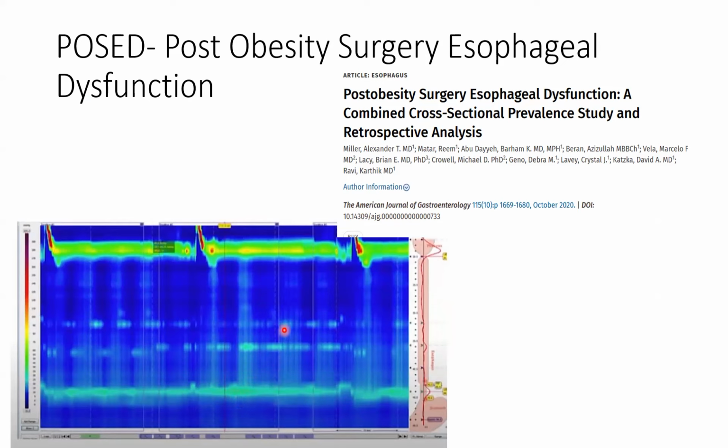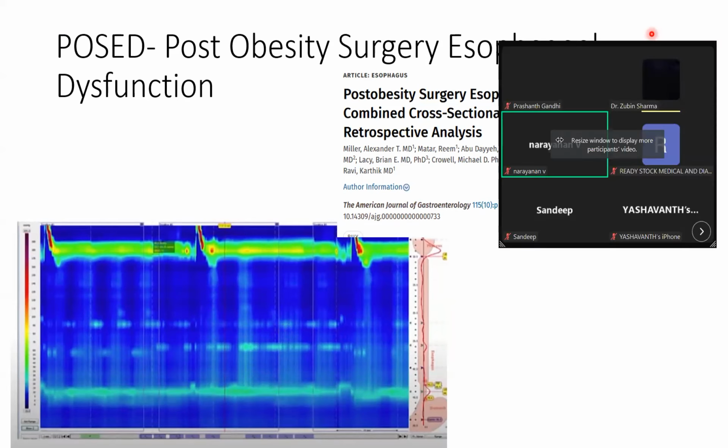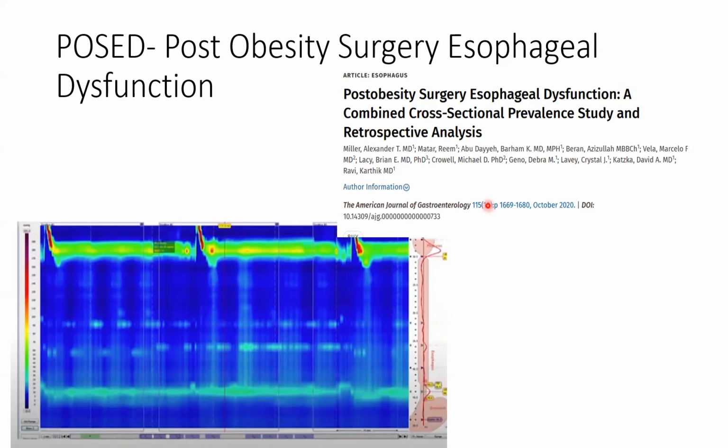Usually I see that these patients haven't had a pre-operative manometry done. So there was ineffective motility to begin with, and finally post surgery they developed much worse findings.